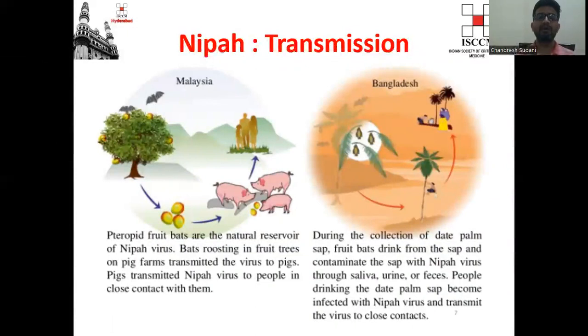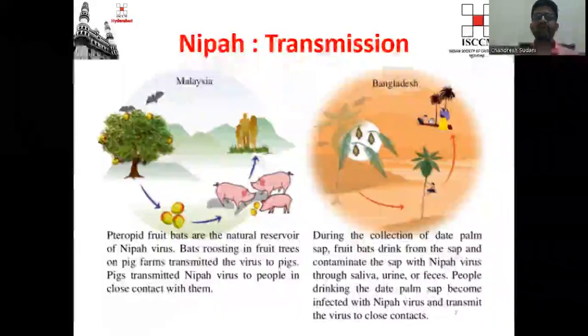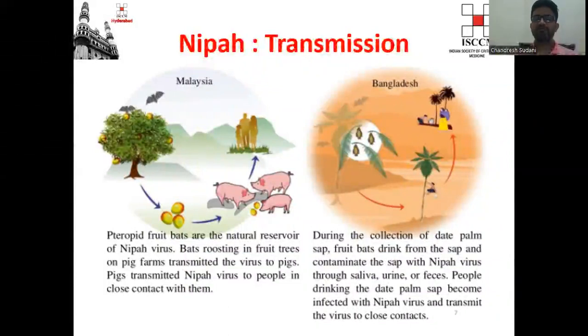If you look at the Malaysian study, the pteropid fruit bats are the natural reservoirs, and these infected fruits were consumed by the pigs, and then these pigs transmitted the Nipah virus to the people who were in close contact with them. If you look at the Bangladesh study, here the fruit bats drink from the sap and contaminate it with Nipah virus. When people drink this date palm sap, they become infected, and Nipah virus comes into human transmission, and from there, human to human transmission is also possible.